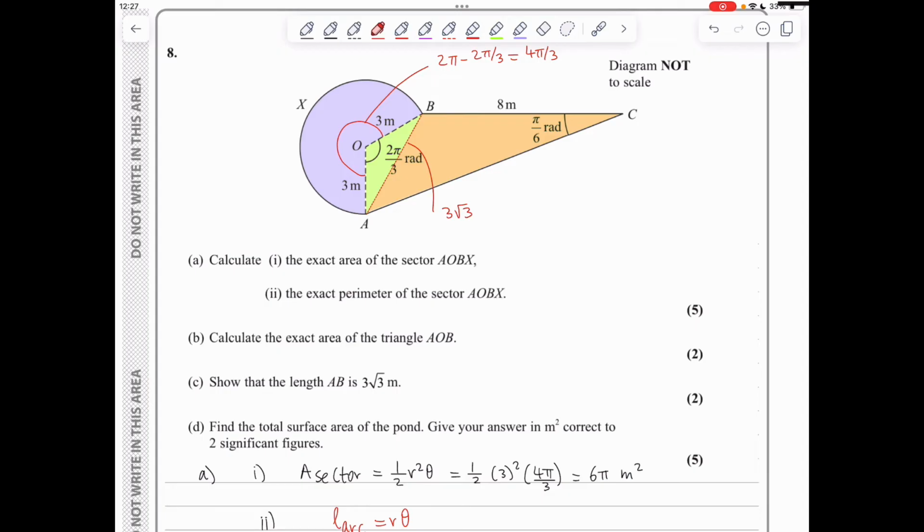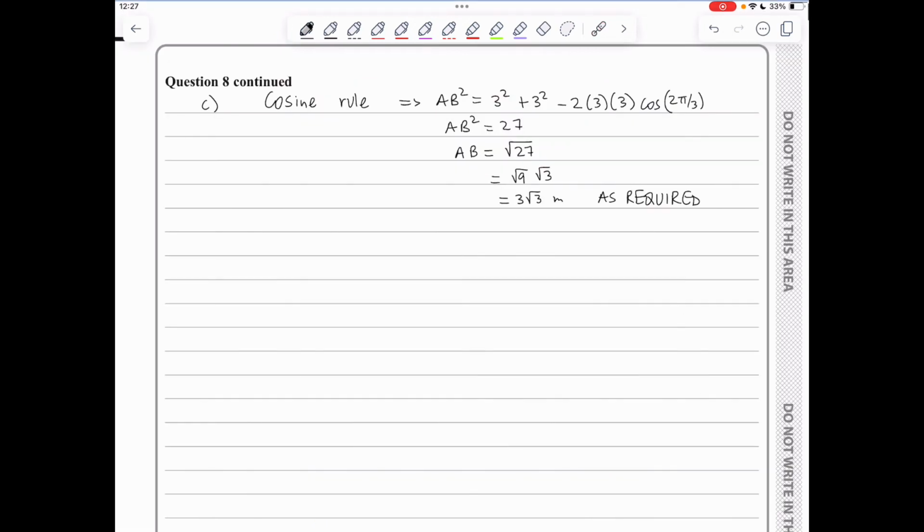So the idea is for us to call angle BAC theta. We will use the sine rule to find theta, and based on that we'll find the angle here, and we can use this to proceed in finding the area of triangle ABC. So let's start with the sine rule. The sine rule says that the sine of pi over 6 over the length of the side opposite the angle, which measures pi over 6 radians, which is 3 root 3, is equal to sine theta over 8.